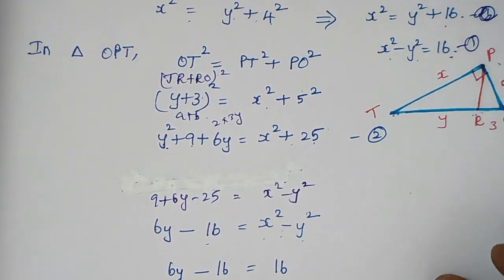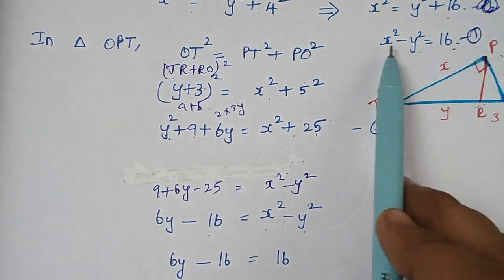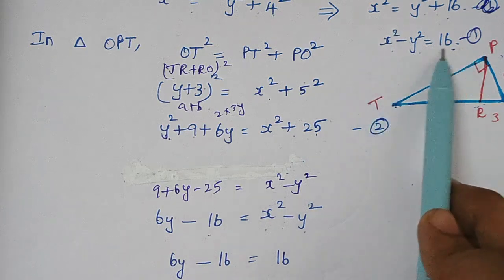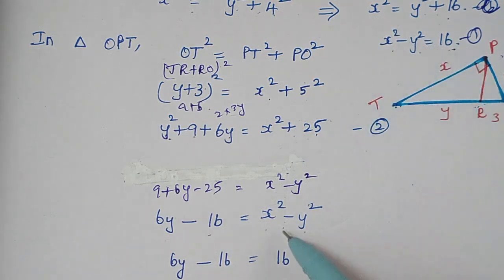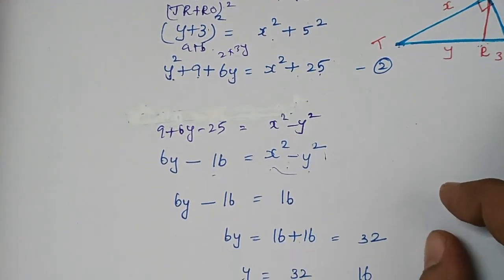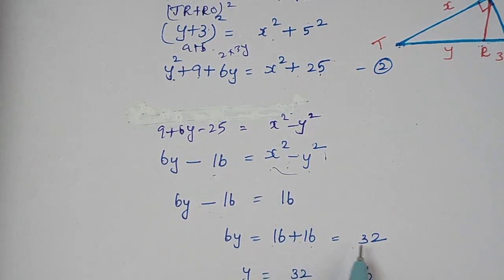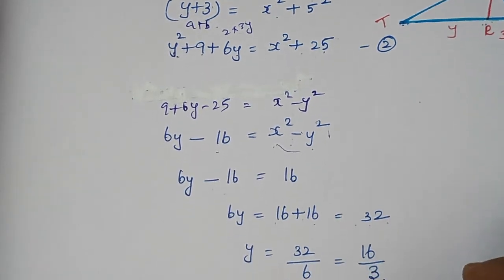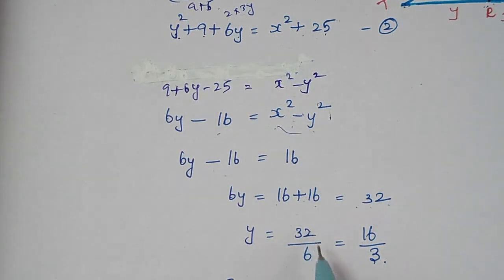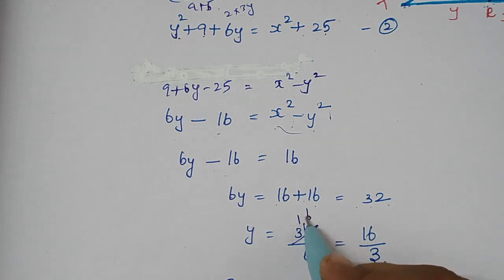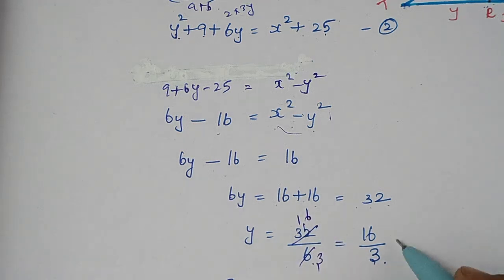So you just see, previously we had framed an expression, X square minus Y square is equal to 16. Therefore, just replace this X square minus Y square by 16 here. So when you move this minus 16 to the right hand side, it becomes plus. Therefore, 16 plus 16, which is equal to 32. Therefore, the value of Y is 32 by 6. Right, when you solve, 1 2 is 2 and 6 2s are 12, here 3 2s are 6. So the answer is Y is 16 by 3.